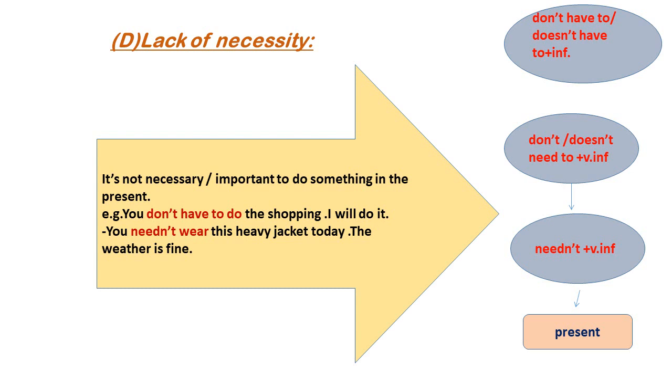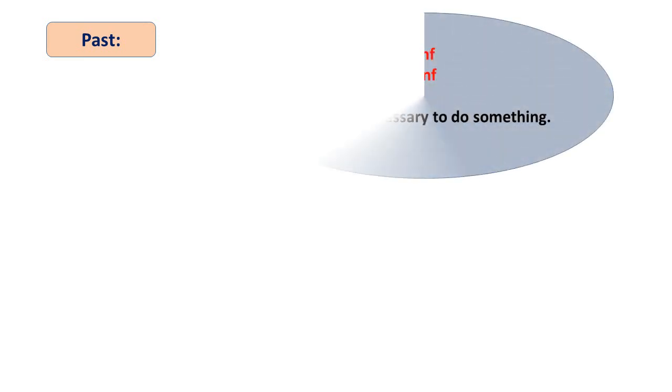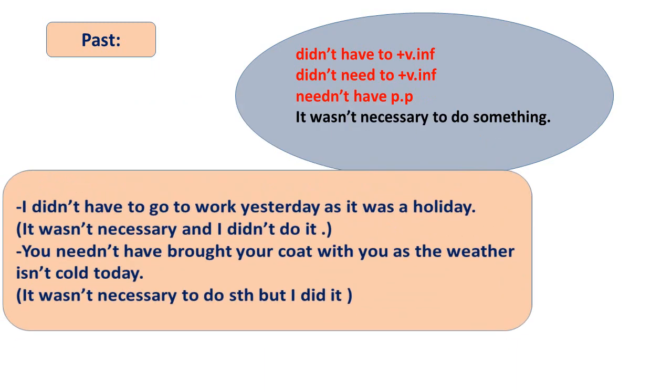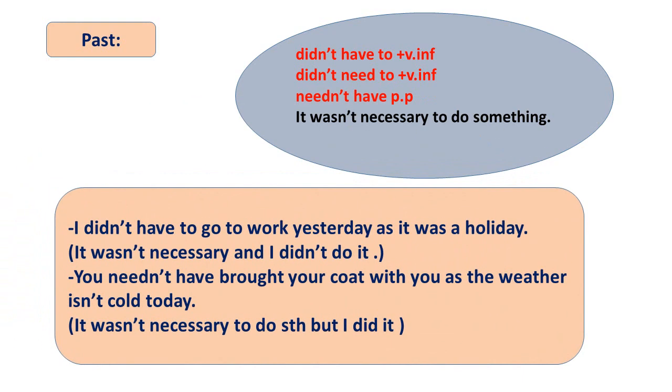Like I say, you don't have to do the shopping, I'll do it. Or, you needn't wear this heavy jacket today, the weather is fine. In the past, we use didn't have to or didn't need to plus the infinitive, or needn't have plus the pp when you want to say it wasn't necessary to do something.